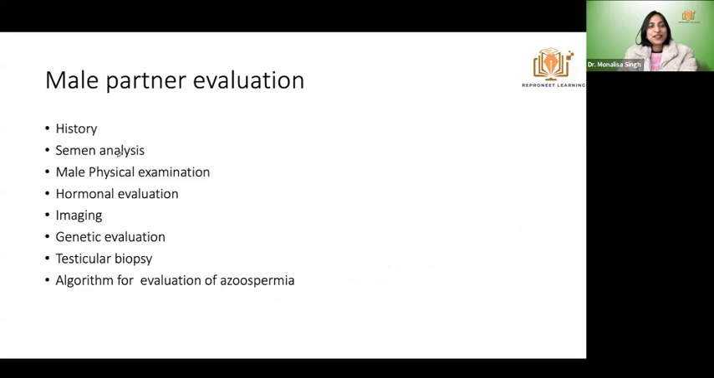Male partner evaluation is all of these things. History, see, history is easy to say, but you understand how to take history, what history to take, what positive, what negative, after you understand the whole chapter. So I'm not talking about history right now. A few things in history I already told you. We'll be talking about semen analysis, from which you get questions, and then the rest of the things.